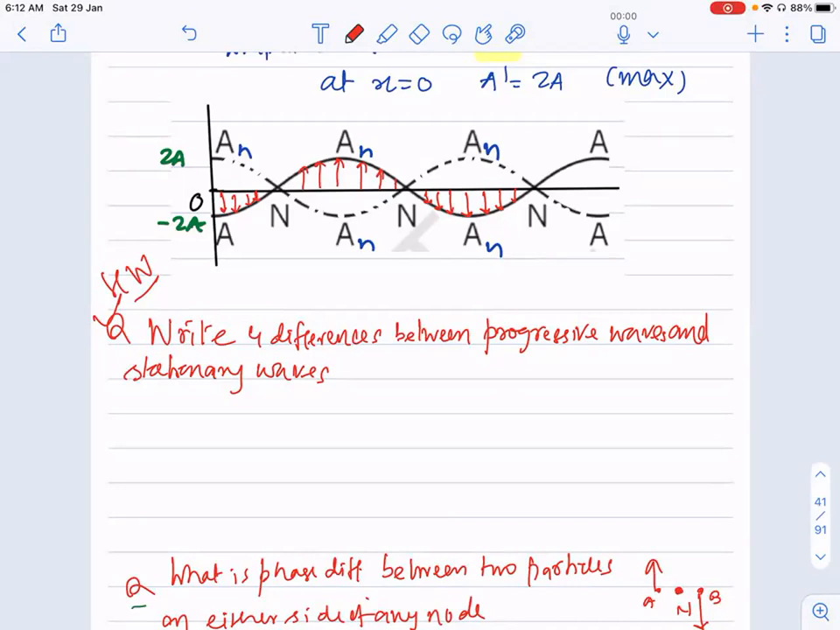A stationary wave is obtained by the superposition of two identical waves moving in opposite directions. A progressive wave is just one wave; a progressive wave is a single wave. This is a combination of two waves. There are antinodes and nodes in the stationary wave, whereas there is no such thing in the progressive wave. You can write all these points.